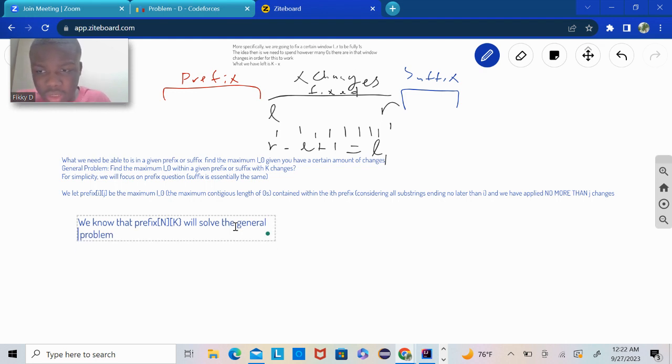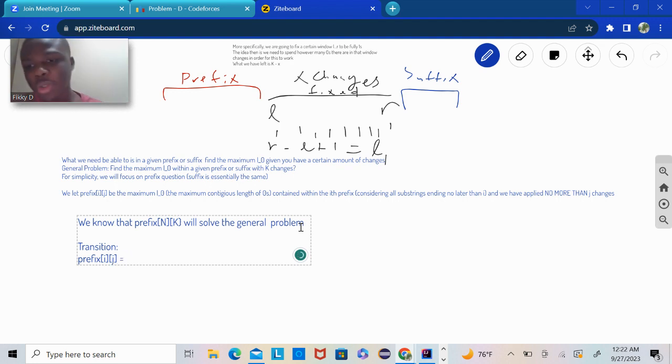So then, how do we transition? It's actually not too bad to transition. It takes a little bit of thinking, but it's definitely possible. So for prefix ij, we want to find the transition now. All we have to do is transition, and this problem is solved. So it's pretty much solved, and I'll just explain the code. As long as we know how to do this, then the problem is actually solved. So how do we transition?